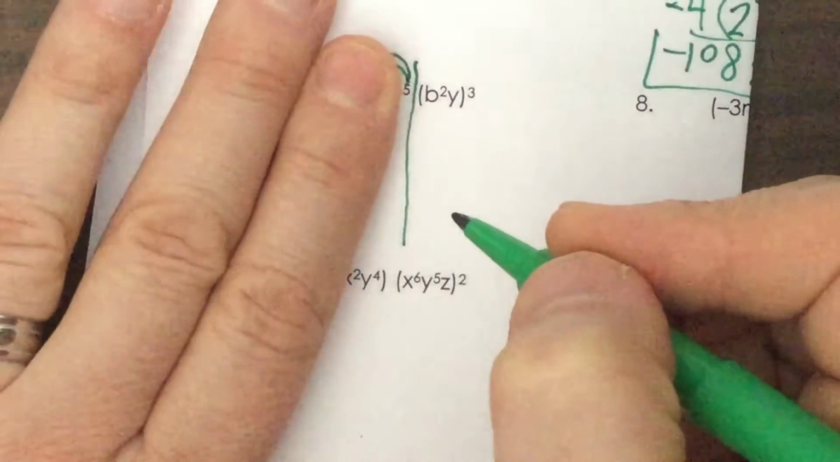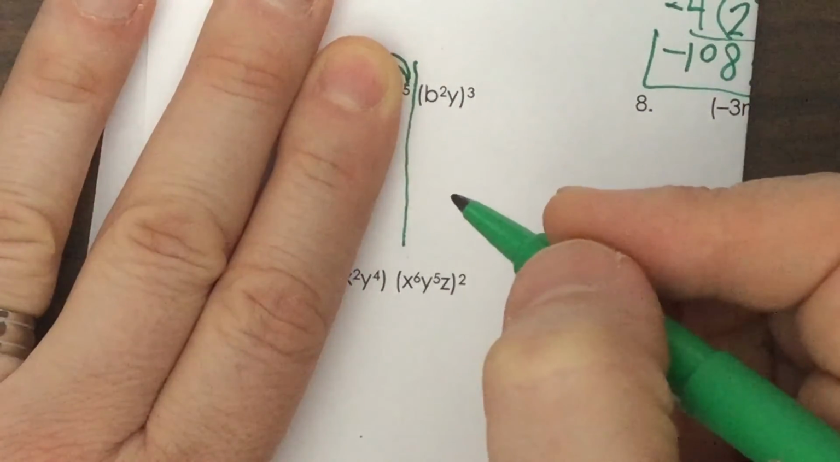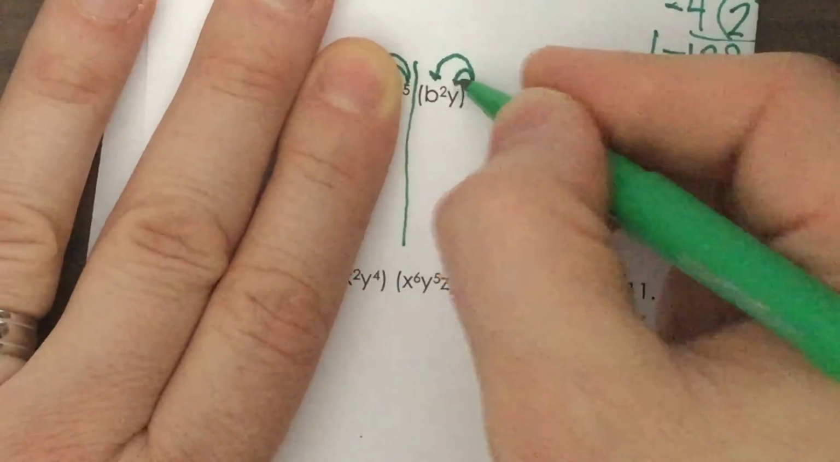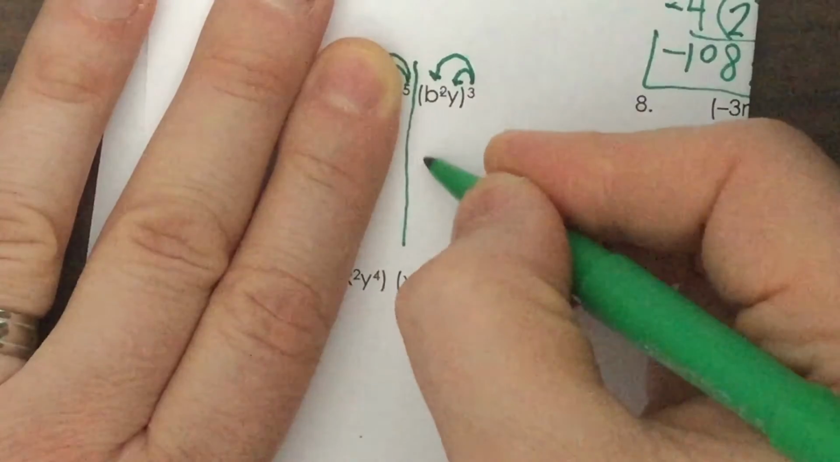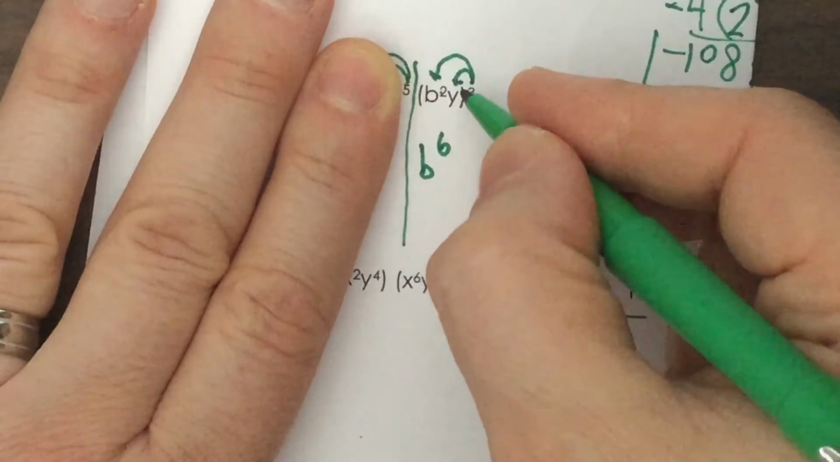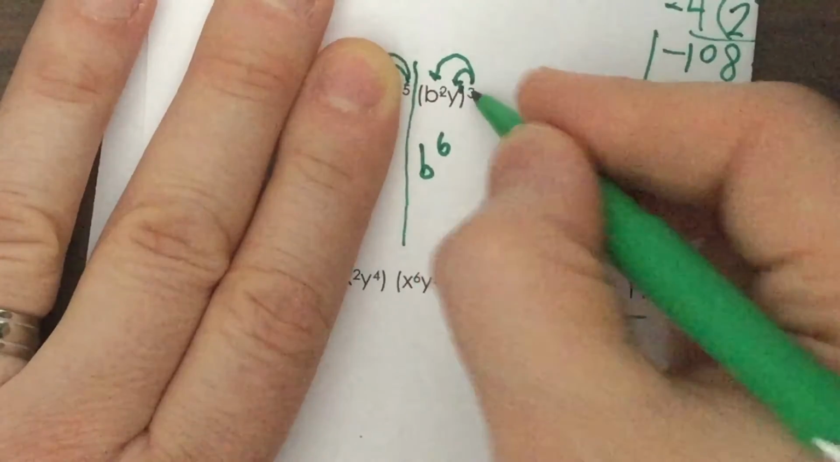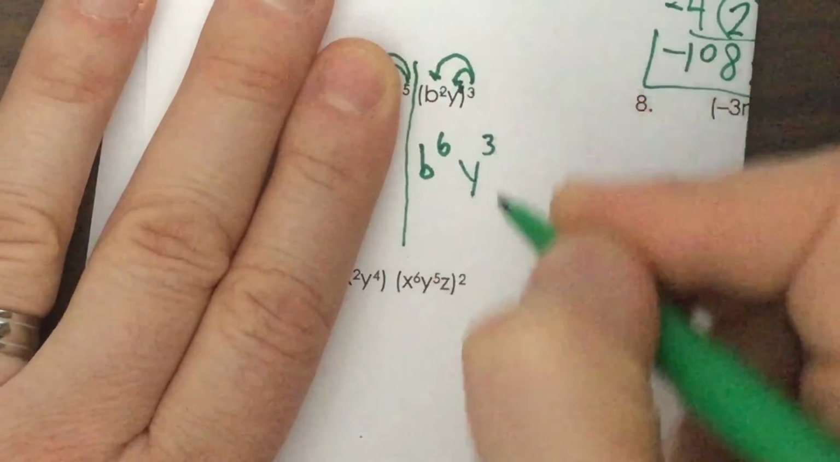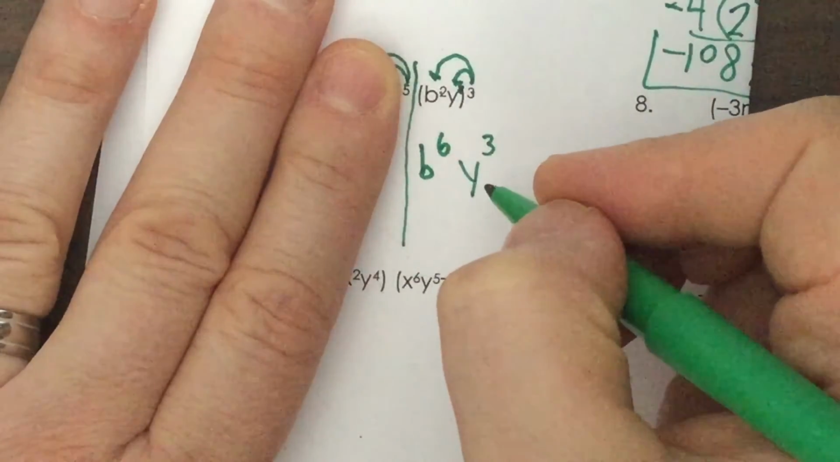Now I'm going to ignore the left side, do the same thing on the right side. This 3 applies here and here. 2 times 3 is 6, so we have b to the 6th power. Here we have an invisible 1. 1 times 3 is 3, so we have y to the 3rd. So I took care of the right-hand side.